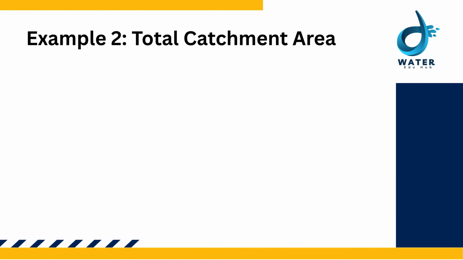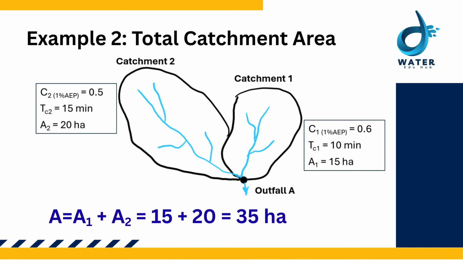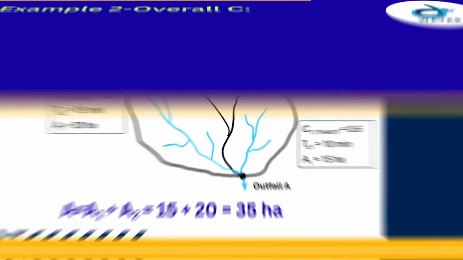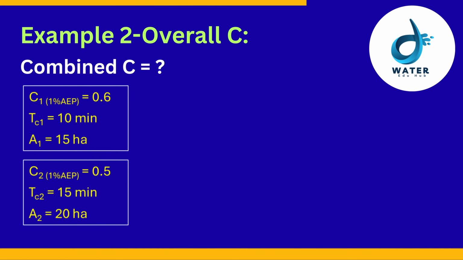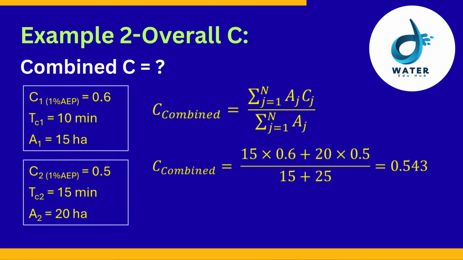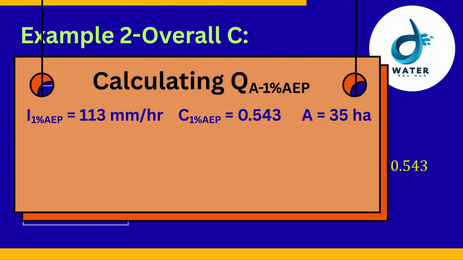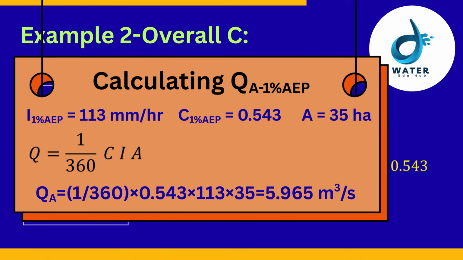Then we find the overall catchment area, A equal to A1 plus A2, that gives us 35 hectares. In the next step, we will find the overall runoff coefficient using the weighted average formula like this. That will give us a runoff coefficient of 0.543. Finally, we substitute values in the rational formula to get the peak flow at point A. That will give us Q of 5.965 cubic meter per second.